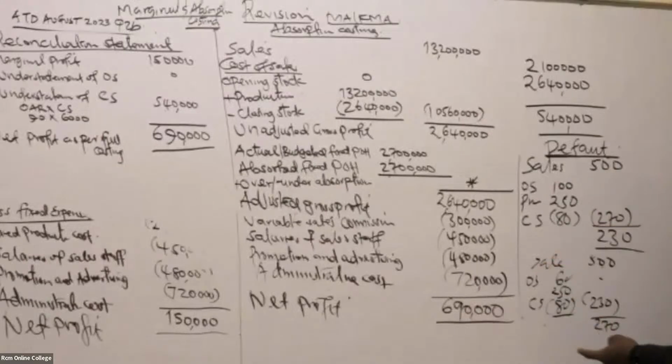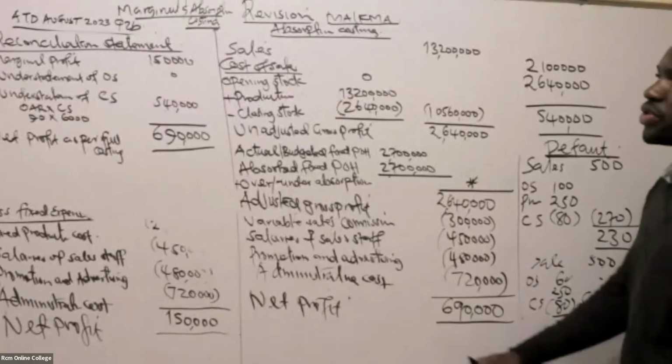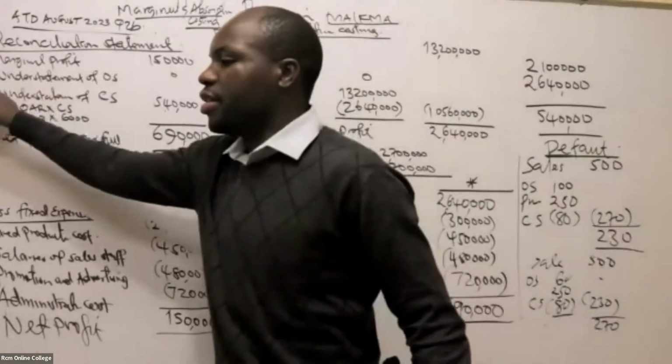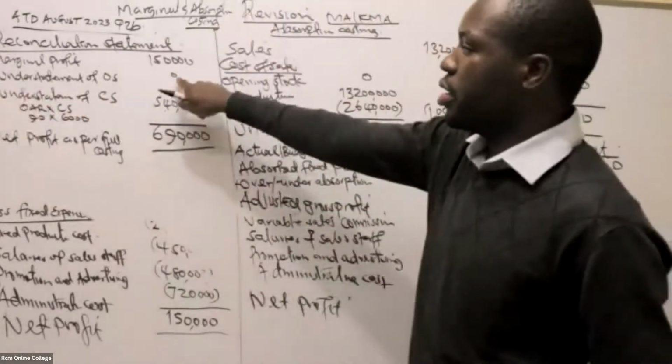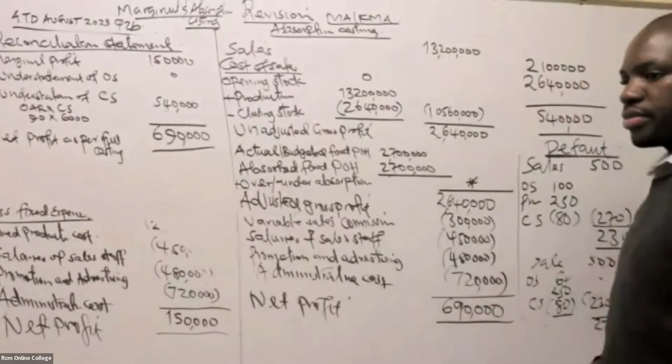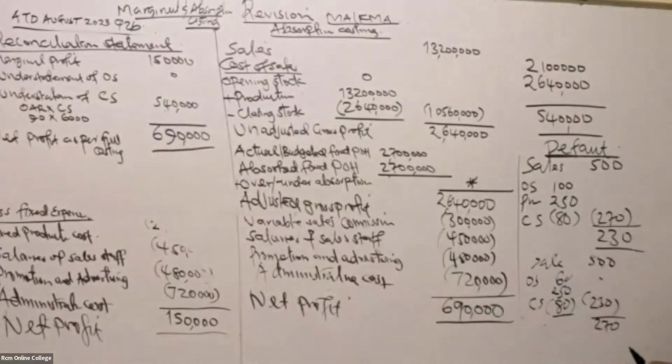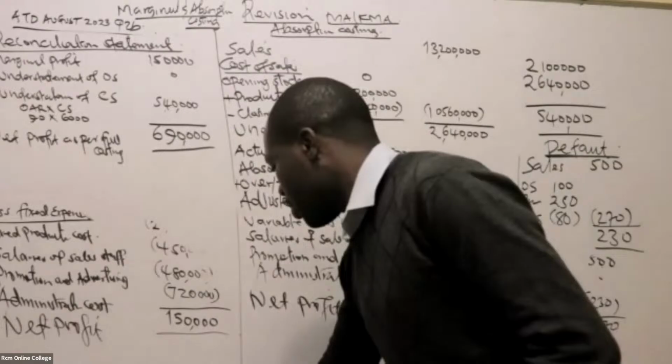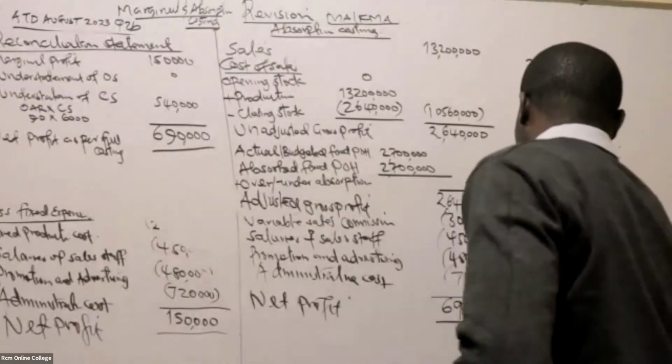So how do we get back to the real profit? We deduct the understated opening stock. What if we were to take the closing stock part? So let's go to the closing stock.